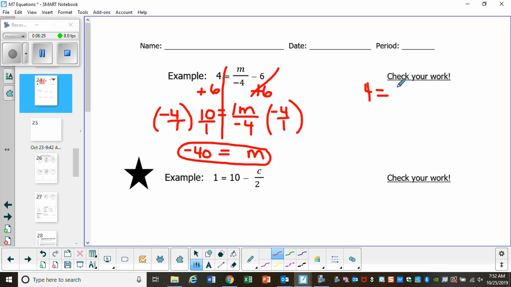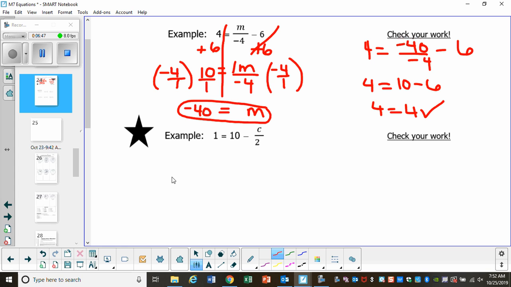Again, I'm going to use substitution to check. So 4 equals -40 divided by -4 minus 6. So 4 is by itself. -40 divided by -4, that's division. That's going to come first. That's going to be 10. And then 10 minus 6 is 4. So 4 equals 4. Check.